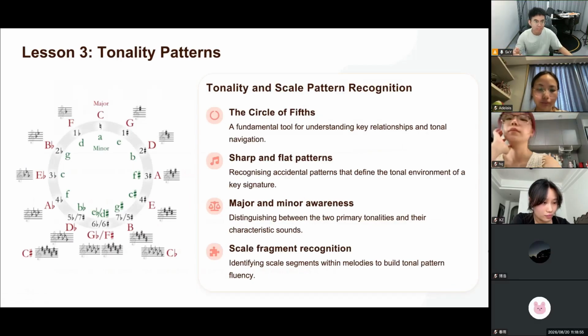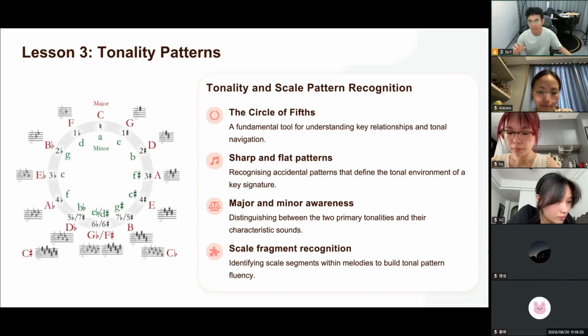Next one, Lesson 3, Tonality Patterns. In this lesson, we move into key and scale patterns. In my teaching, I find that many students, when they see sharps or flats, treat them as extra information. For example, when they see a sharp sign, they think this note needs to be raised. But they don't really realize that the key signature actually provides the whole musical environment.